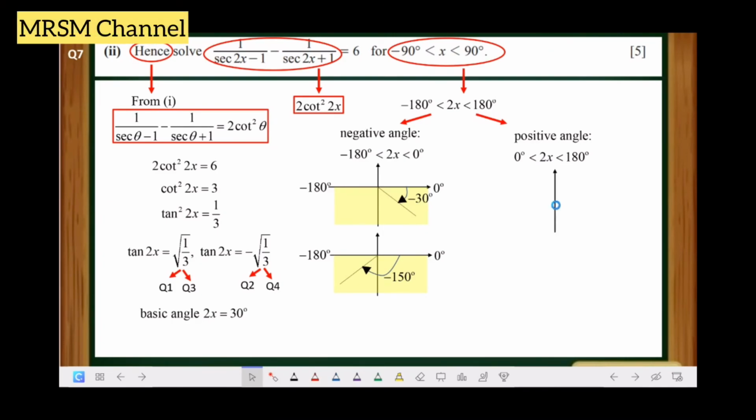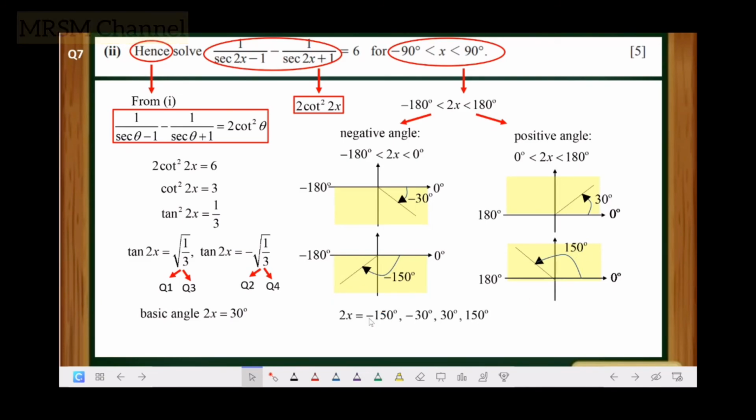Positive angle, okay, positive angle we move anti-clockwise. So bila anti-clockwise from 0 until 180, so the region involved is quadrant 1 and quadrant 2. Okay, so quadrant 1 pun kita nak angle dalam quadrant 1. So quadrant 1 dekat sini lah. So this one no problem, biasa je yang ni 30 degrees. Okay, and in quadrant 2, basic angle dia kat sebelah sini 30. So kita nak cari angle ni, this angle is angle 150 degrees.